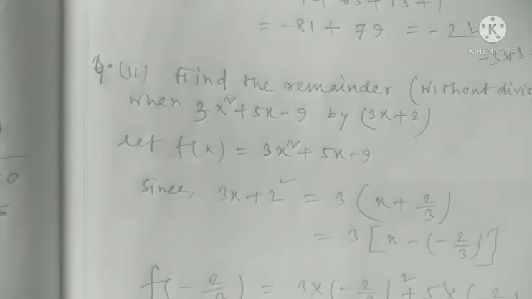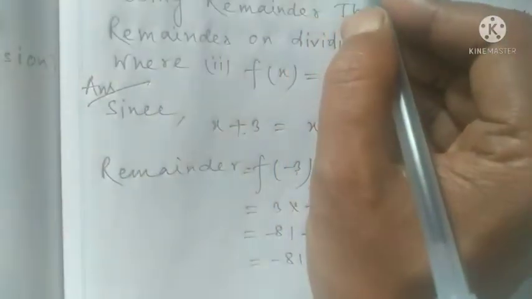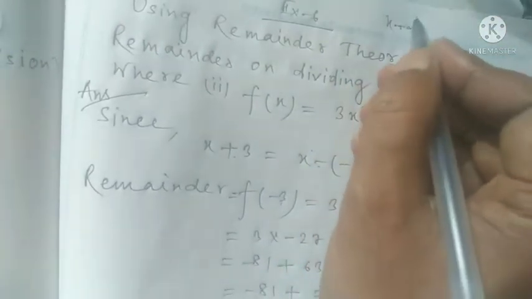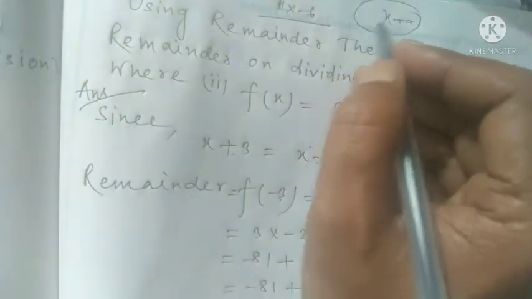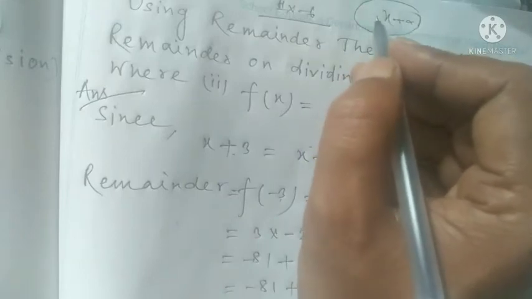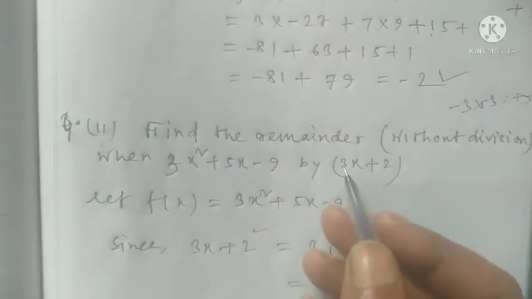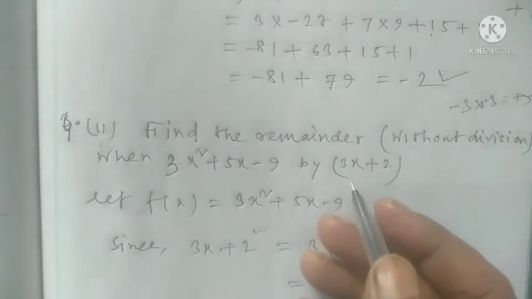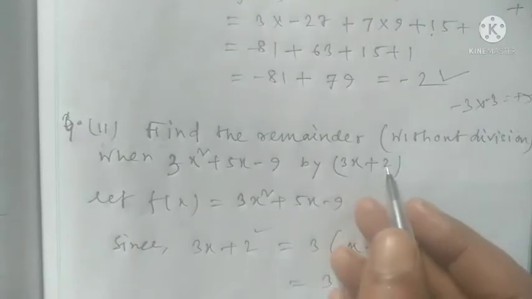First of all, I will tell you what the form of the divisor is in the remainder theorem. For the remainder theorem, it is x minus alpha. Before x, you never keep any coefficient. That's why, as 3x is present, you first have to take the 3 common.